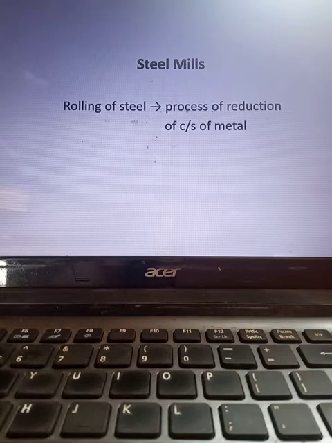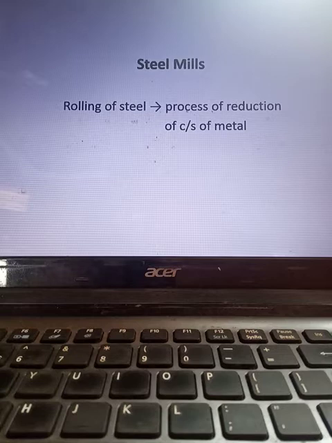What is the steel mill? What actually is the basic activity that goes on? If that is clear, then the whole thing will be clear to us. So, in the steel mill, it is the rolling of the steel that goes on. That is why steel mills are also called rolling mills.